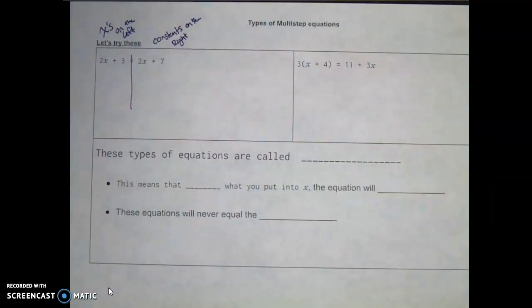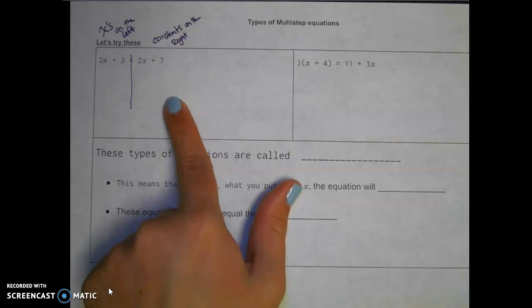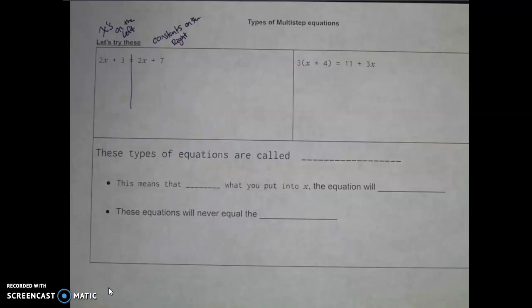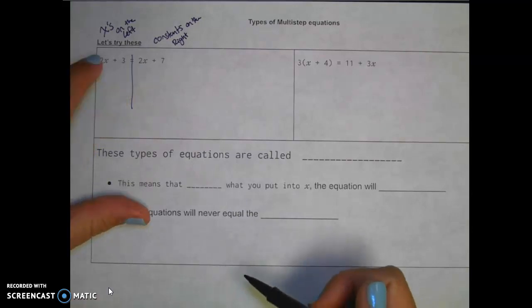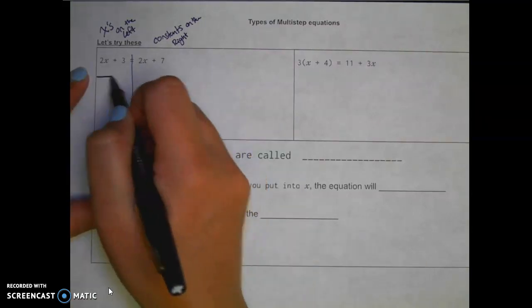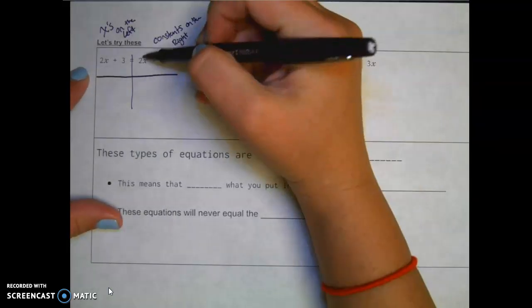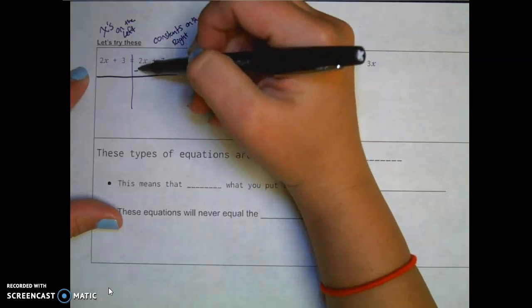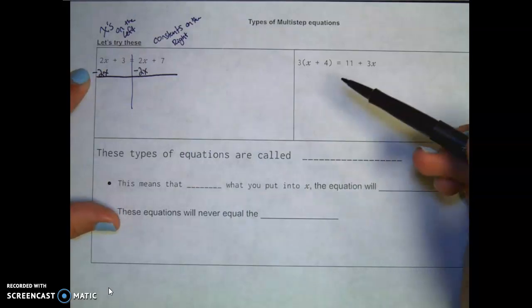So what we need to do is move all of my x's to the left side and all of my constants, my numbers that are not attached to x, on the right side. So let's move our variables and x's first. So this 2x right here, I need to subtract it to the other side. Because I need to cancel it on this side, I'm going to do the opposite, which would be minus 2x. And remember to put it underneath the other x here.